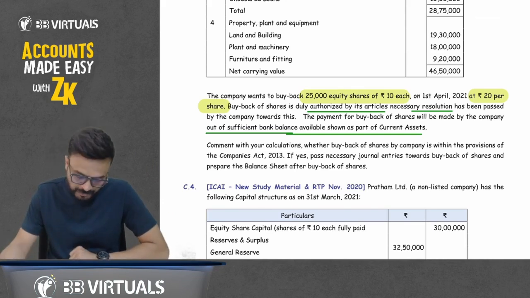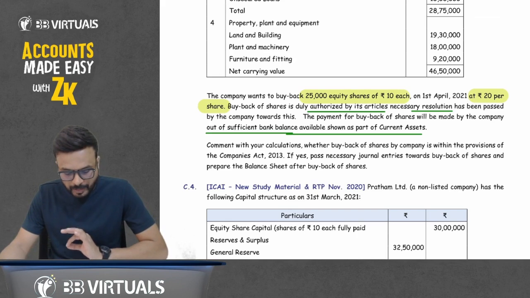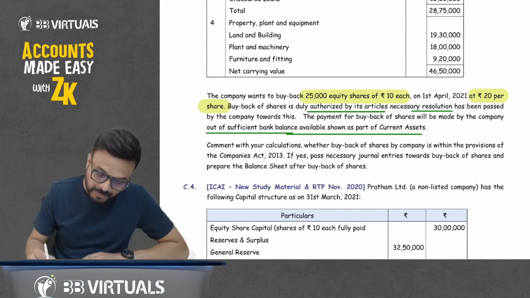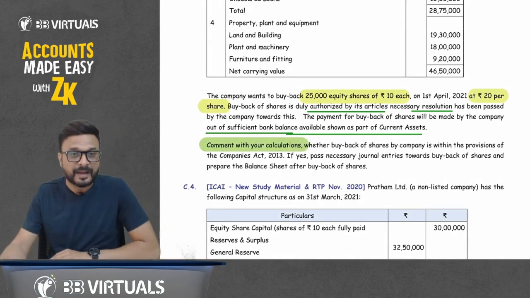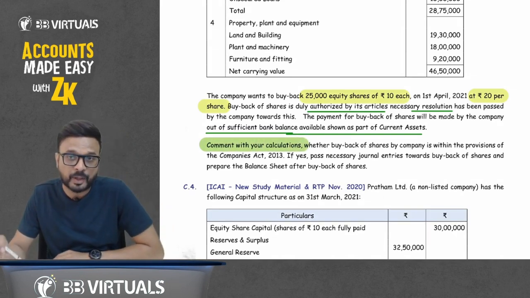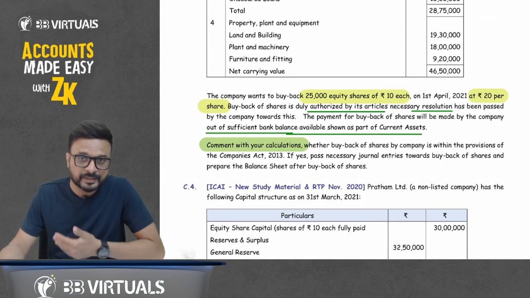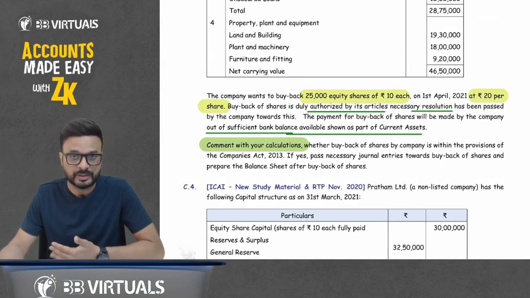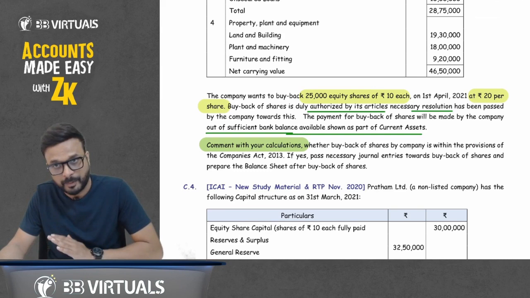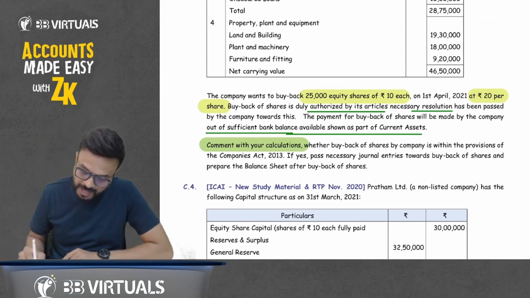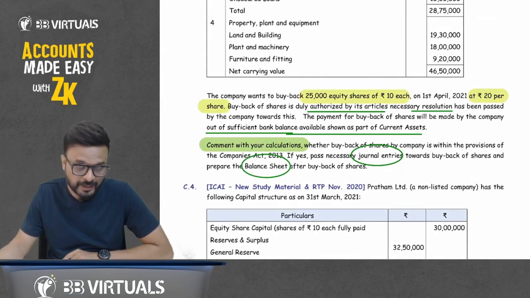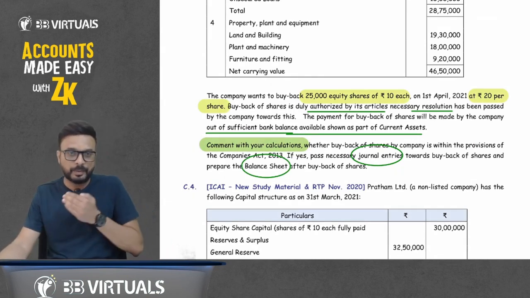Now the interesting point will come here. Now, comment with your calculation. This is the main point. What do you mean by comment with your calculation? Whether the buyback of shares by the company is within the provision of the Companies Act 2013. If yes, pass necessary journal entries towards buyback of shares and prepare the balance sheet after buyback of shares. So here we have to pass journal entries and prepare the balance sheet.